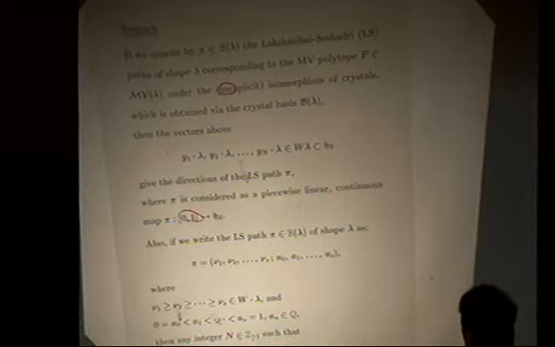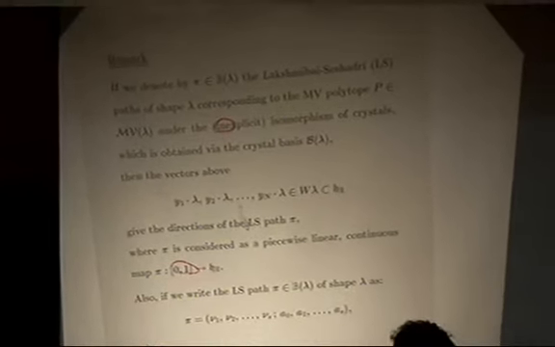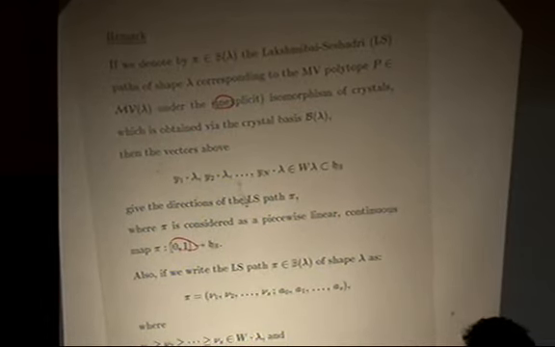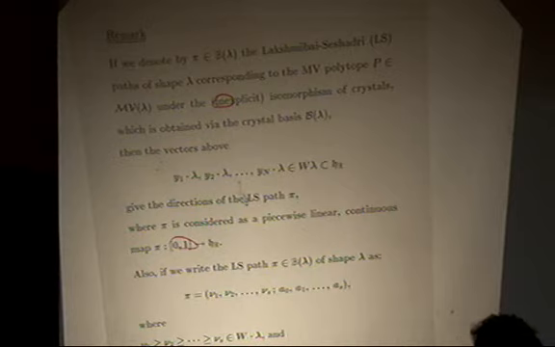You mean that you can only determine the direction, not the rational numbers? Oh, well, they are rational numbers, of course. The Lakshmibai-Seshadri path is defined by the elements of the Weyl group and some rational numbers. And they are obtained by k over a large n, where k runs from 0 to n. So you actually determine the Lakshmibai-Seshadri path.